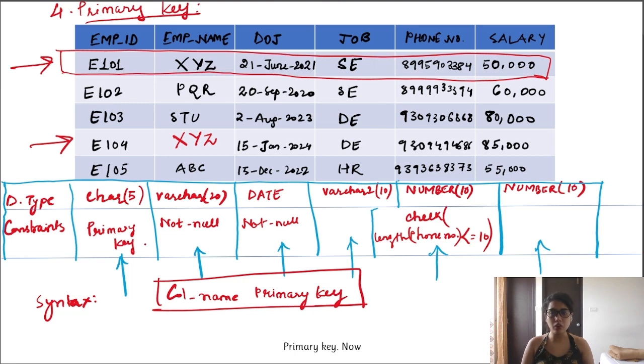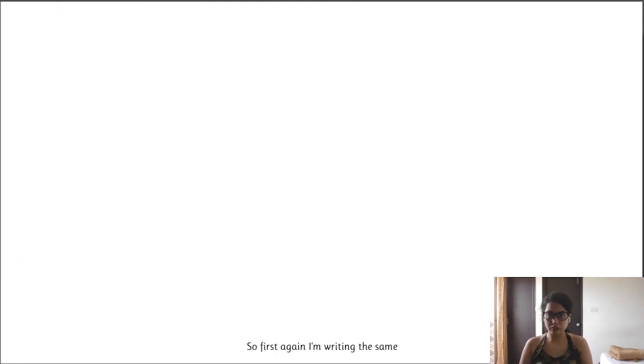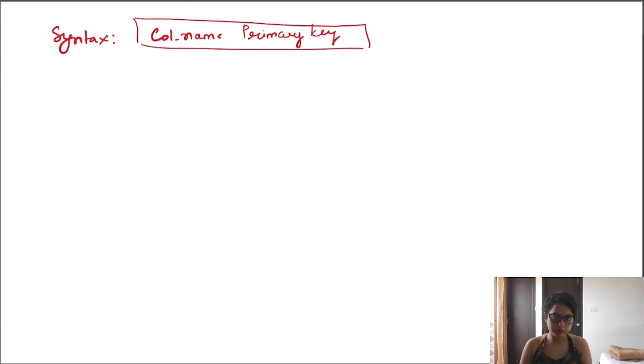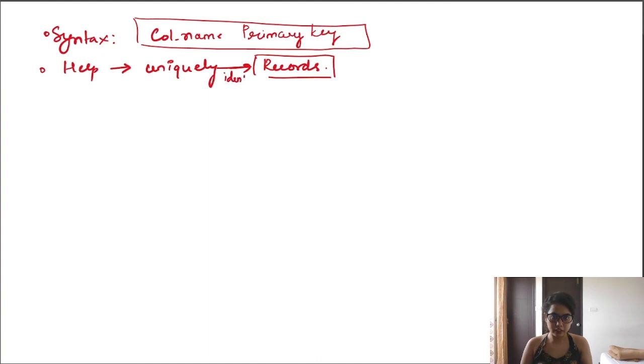Okay, now what would making a column a primary key help me with? So first, again I'm writing the syntax here: the column name with the keyword primary key. Okay, this is your syntax. Second point, it will help to uniquely identify the records. Okay, one more thing it does is that it avoids null values in the column.